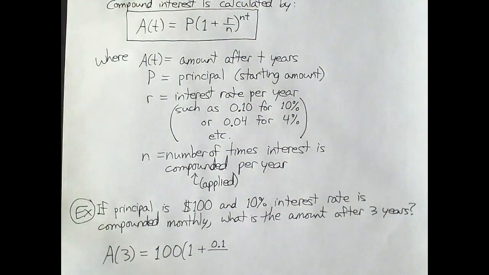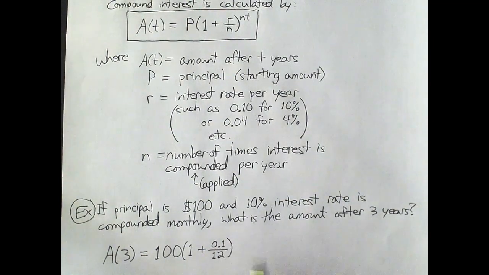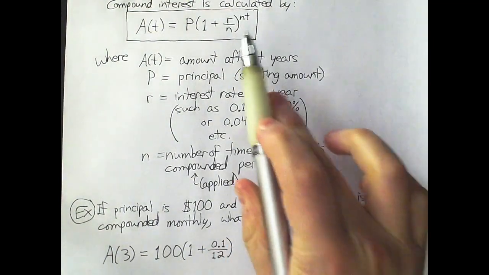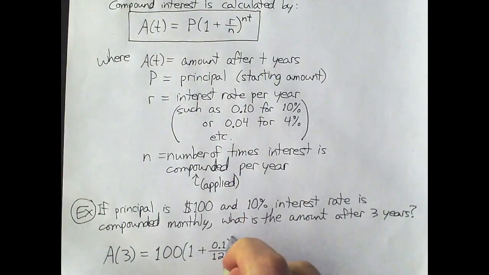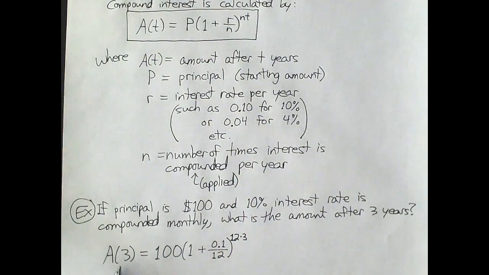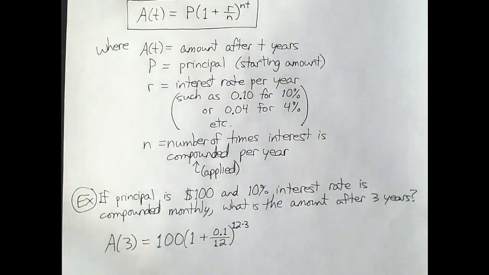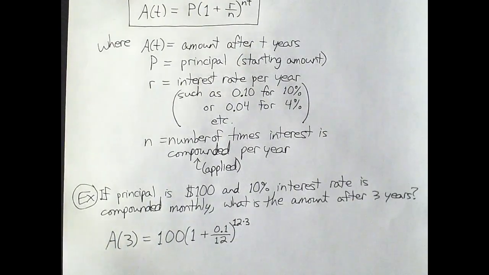N, the number of times that interest is compounded per year. This problem has the word monthly, so that means it's compounded 12 times per year. And then we need to raise this to the nt. N was 12, and t is 3, because it's 3 years. If we can figure out what this equals, then that will be the answer.